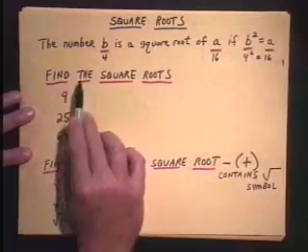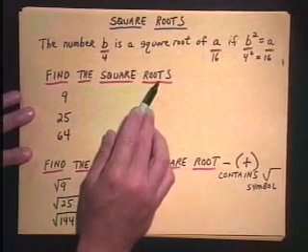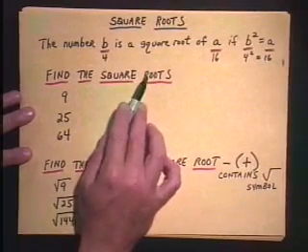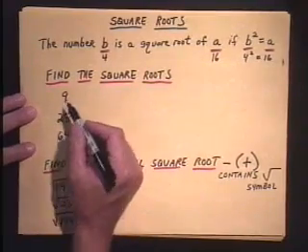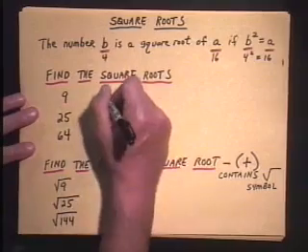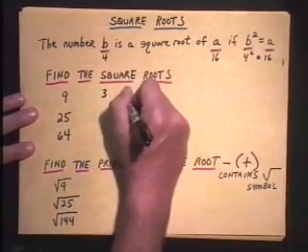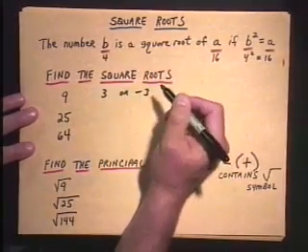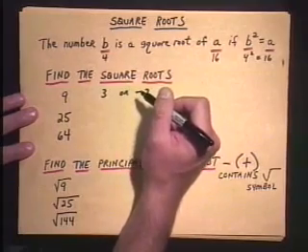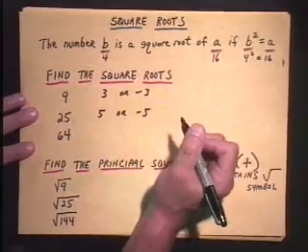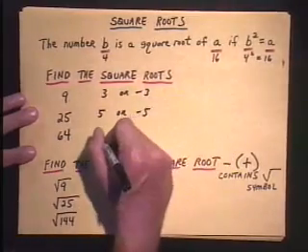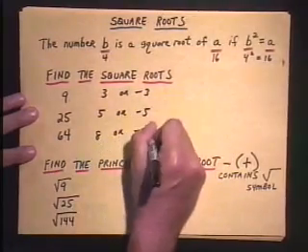In some textbooks, they'll say find the square roots, and if you're a good English student, roots, plural, more than one. So if you're after the square roots of 9, it would be 3 or negative 3, or 3 and negative 3, whichever way you want to say it. 25, 5 or negative 5. And 64, 8 or negative 8.